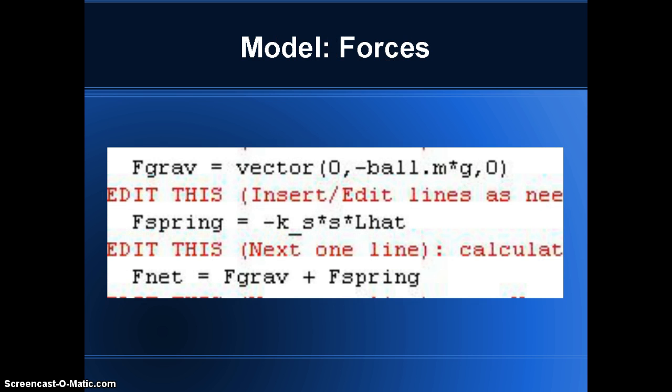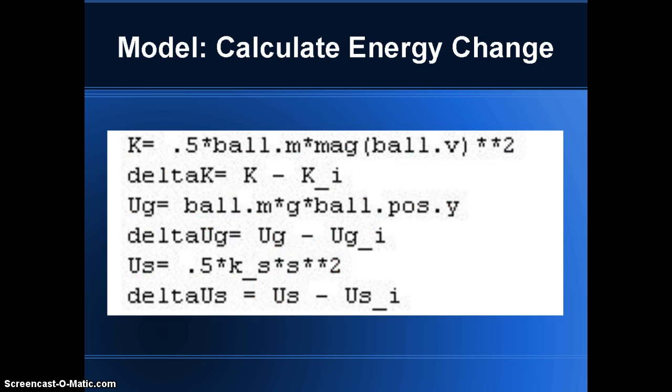Finally, we have forces. We talked a lot about this. F-grav is a vector in the negative y direction. That's why these two are 0. There's simply mg. This force of the spring is in the negative y direction as well, and that is the spring constant times s times L hat. And finally, net force is equal to F-grav plus F spring. The very final thing is calculating the energy change.